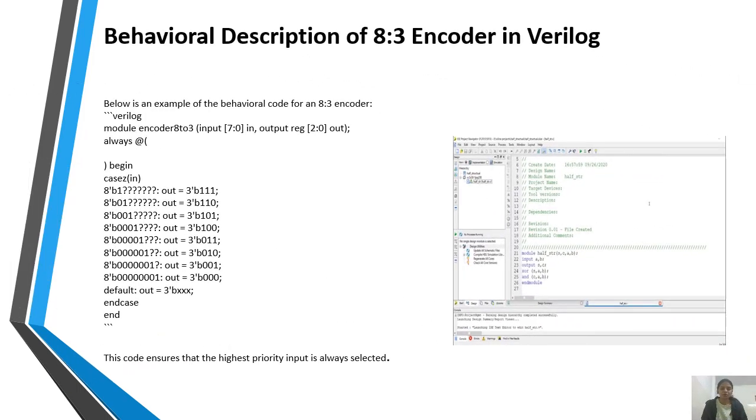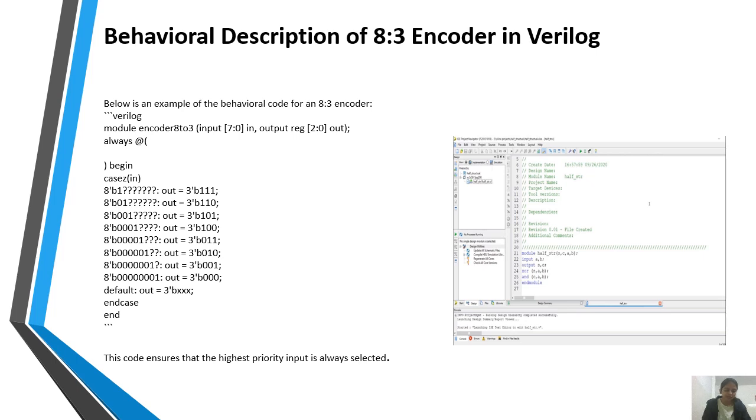Behavioral description of 8:3 encoder in Verilog. Before going to the code, let's talk about the 8:3 encoder. Introduction to encoders. An encoder is a combinational circuit that converts 2 to the power n input lines into an n-bit binary code. For an 8:3 encoder, 8 inputs are converted into a 3-bit output.